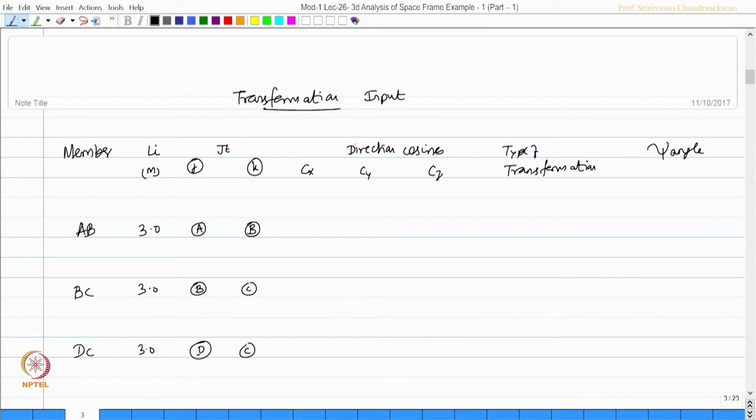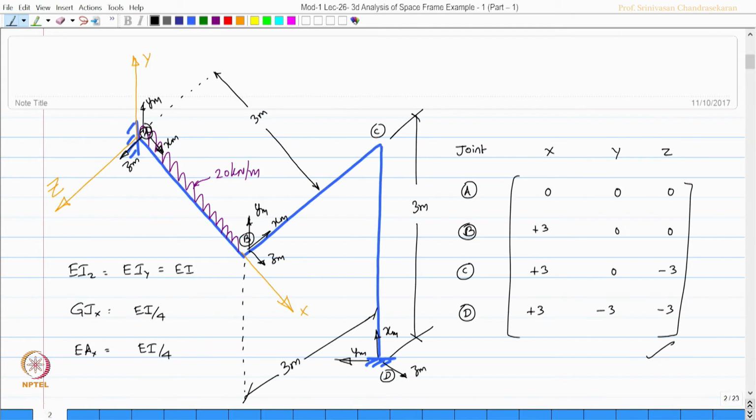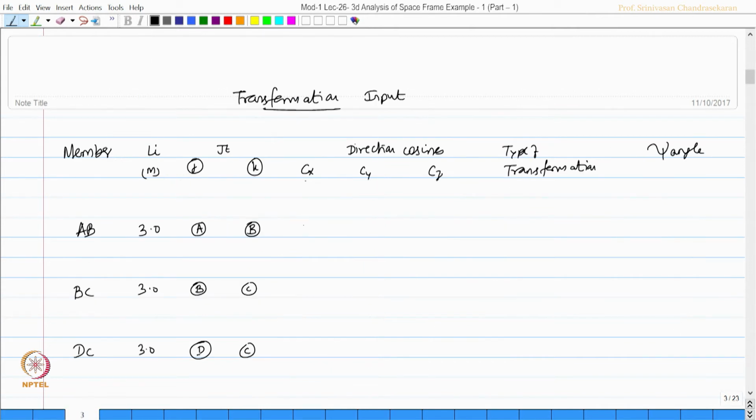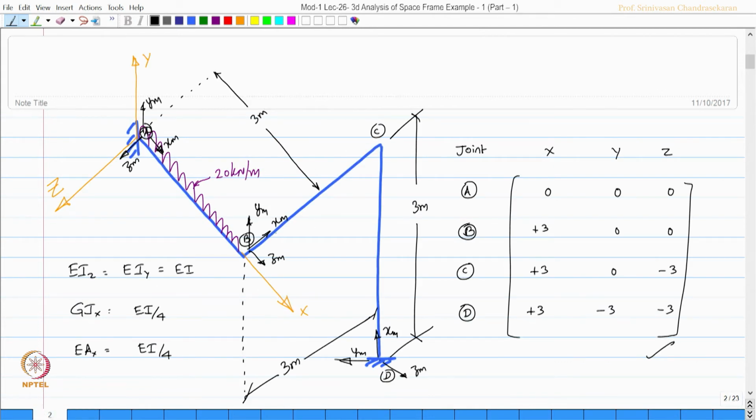Now, let us talk about direction cosine. What is direction cosine? We already said that it is actually the angle between xm with x, xm with y and xm with z. Xm with x is 0, so cos 0 is going to be 1.0. As far as Cy and Cz are concerned, the angles are 90, therefore, they are going to be 0. Let us look at the member BC. Xm angle with x is 90, so the cos 90 is going to be 0.